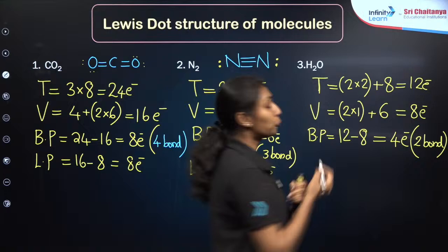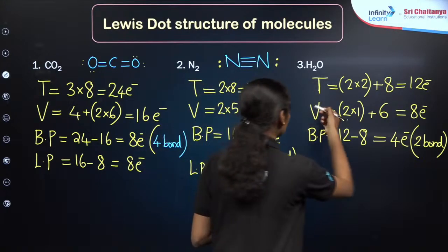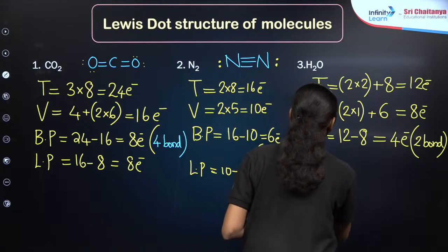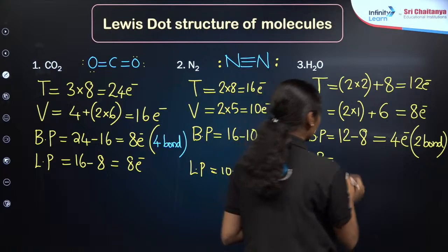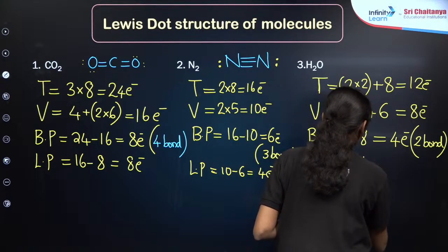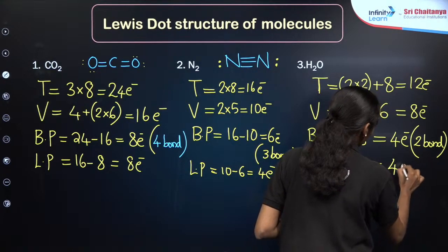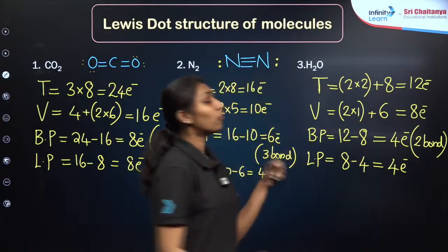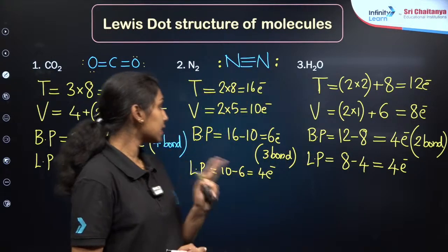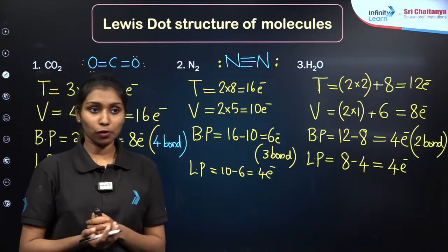Now, you have to find out the lone pair of electrons by taking the difference between V and BP. The lone pair of electrons is equal to V minus BP, that is equal to 8 minus 4, that is equal to 4. Which means that the structure of the water molecule contains 2 bond pairs as well as 4 lone pairs of electrons.